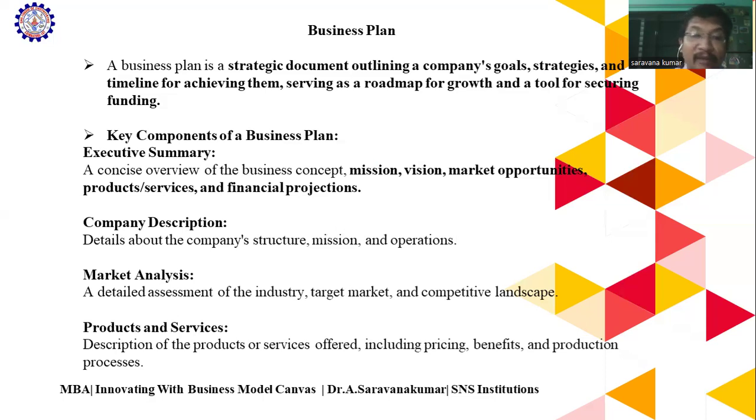Then company description: details about the company structure, mission and operations. Market analysis: a detailed assessment of the industry, target market, and competitive landscape. Products and services: description of what products you are going to manufacture. So everything will be in that product list. That is a description of the product or services offered, including pricing, what benefits you are getting, and the production process. So everything will be covered under the business plan. So the business plan is a blueprint for the organization. So it's very important for the business to achieve its goals and objectives.